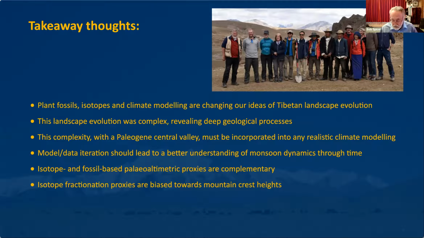But fossil leaf proxies using moist enthalpy or wet bulb approaches do offer promise, but we have to remember that they are biased towards lowlands. So if you use those proxies and isotopes together, you get some idea of ancient relief.